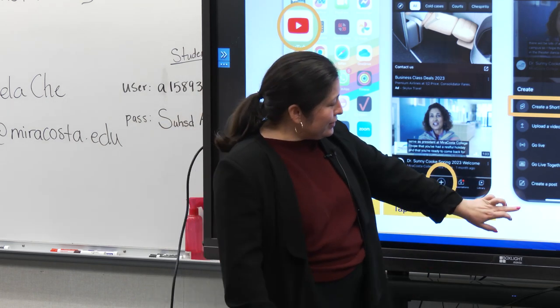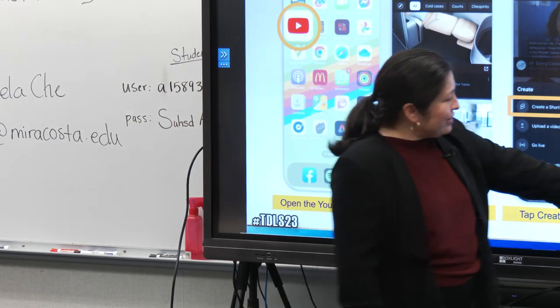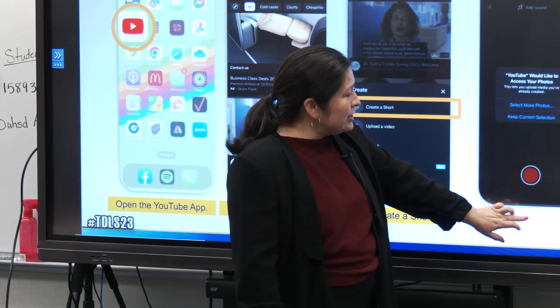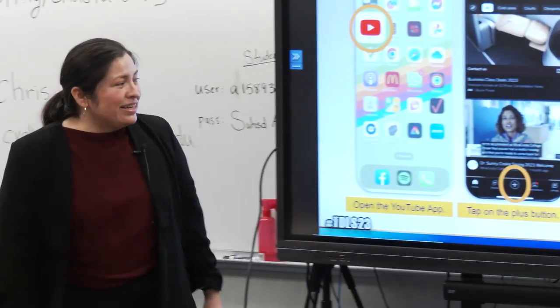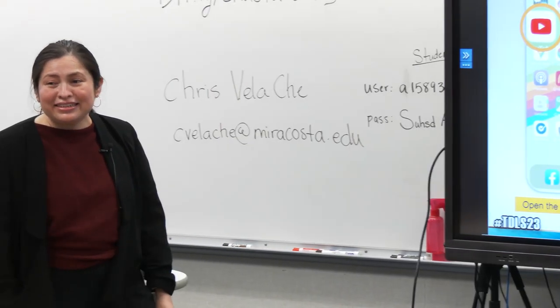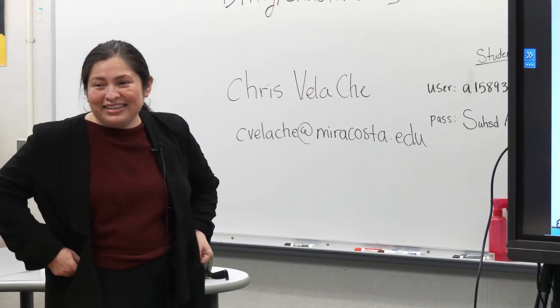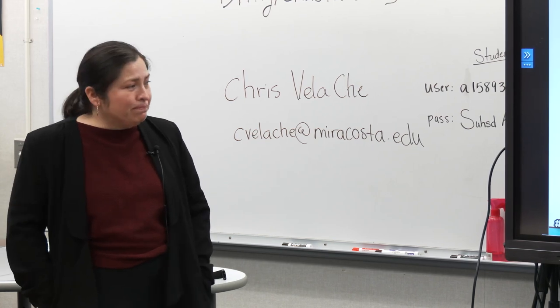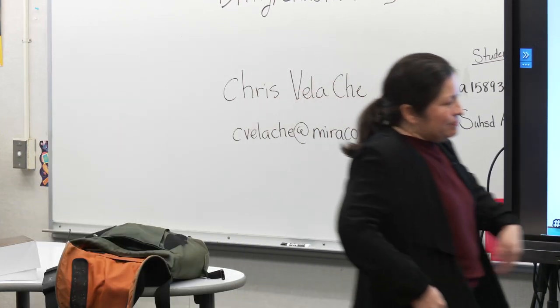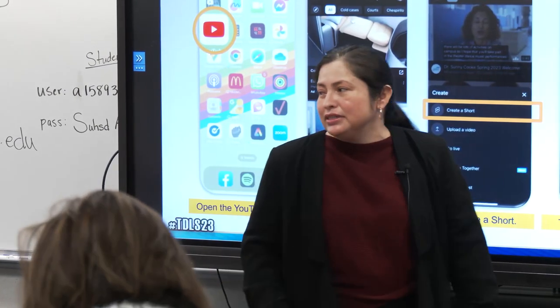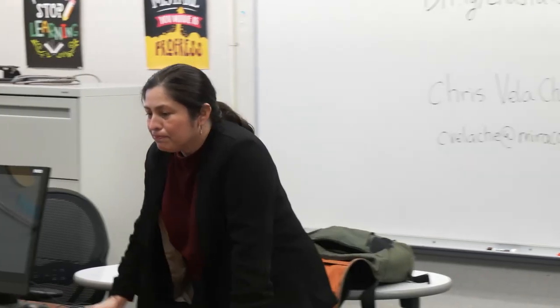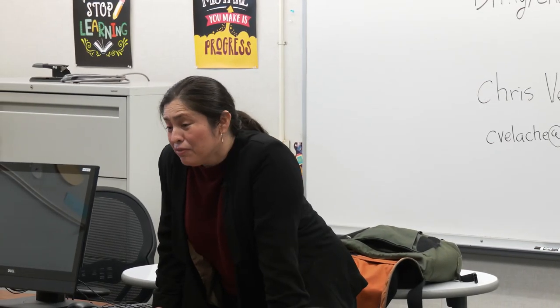What we're going to do next is select keep current selection. Mine doesn't say that. Mine says create a short, allow access. You have to allow. Then keep current selection. Like I click create short, and you are there.